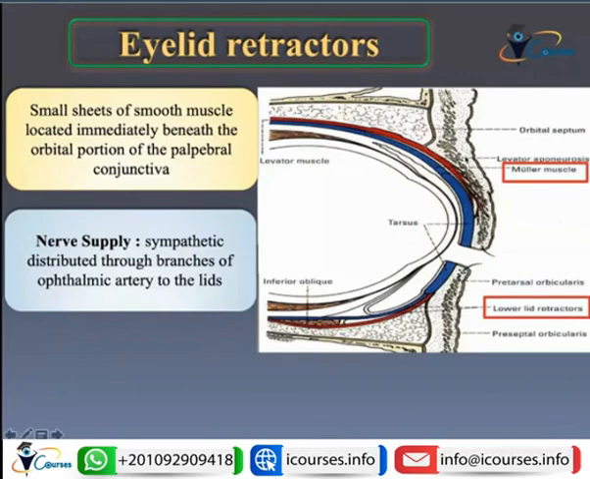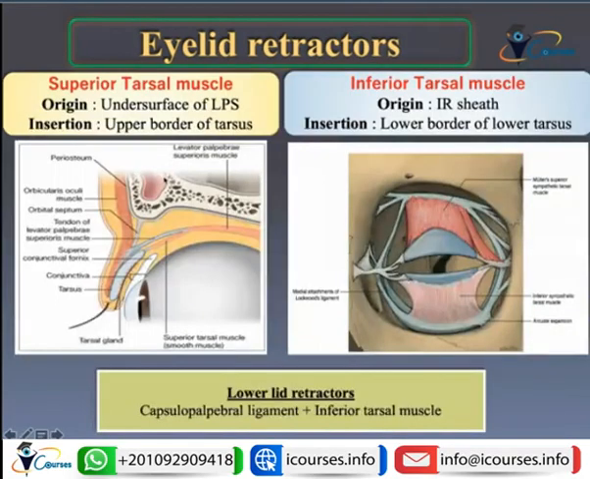In the upper eyelid, it is called the Müller muscle or the superior tarsal muscle, while in the lower eyelid, it is called the inferior tarsal muscle. Both of these muscles are sympathetically innervated. That's why people who have sympathetic overstimulation, like patients with thyroid eye disease, will have lid retraction. This is due to overstimulation of the Müller muscle and lower lid retractors.